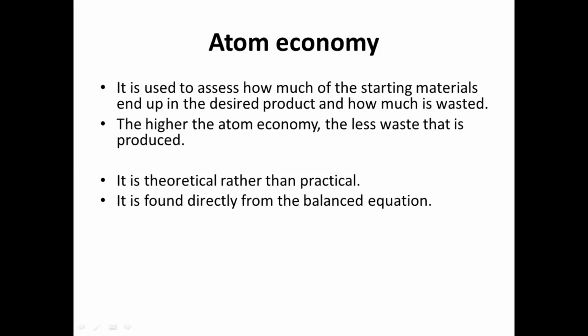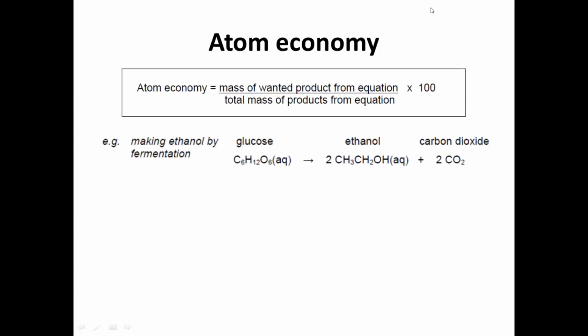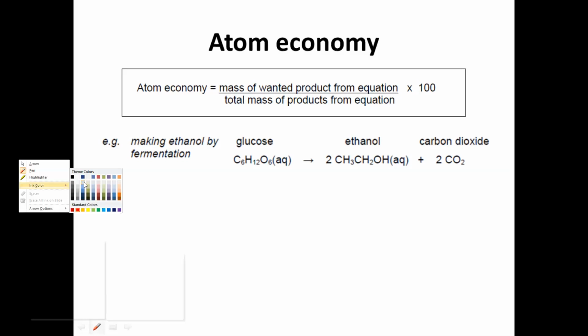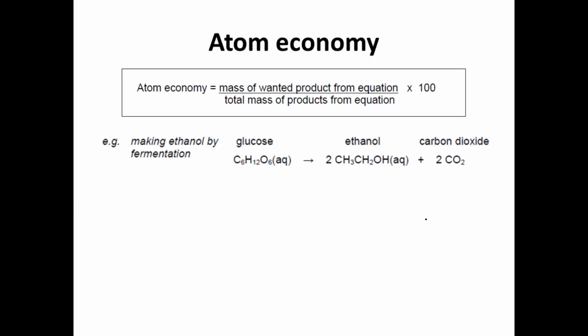Okay, so let's look at some examples. So this is your calculation. To calculate atom economy, you divide the mass of the wanted product, which is, read the question carefully. In the question, they will tell you which of the products is a wanted product, and divide by the total mass of products from the equation, or total mass of reactants, because you remember the mass of products equals the mass of reactants in a balanced chemical reaction. The reason is the law of conservation of mass, right?